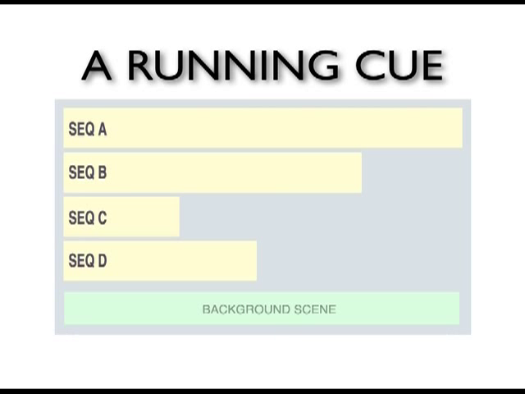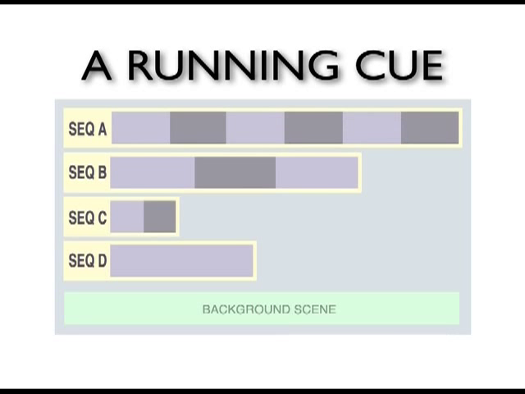Let's have a look at a running cue. It may look like this. It references 1 background scene and 4 sequences. The red line here symbolizes the current time within the sequence, the progress of the scene time, so to speak.